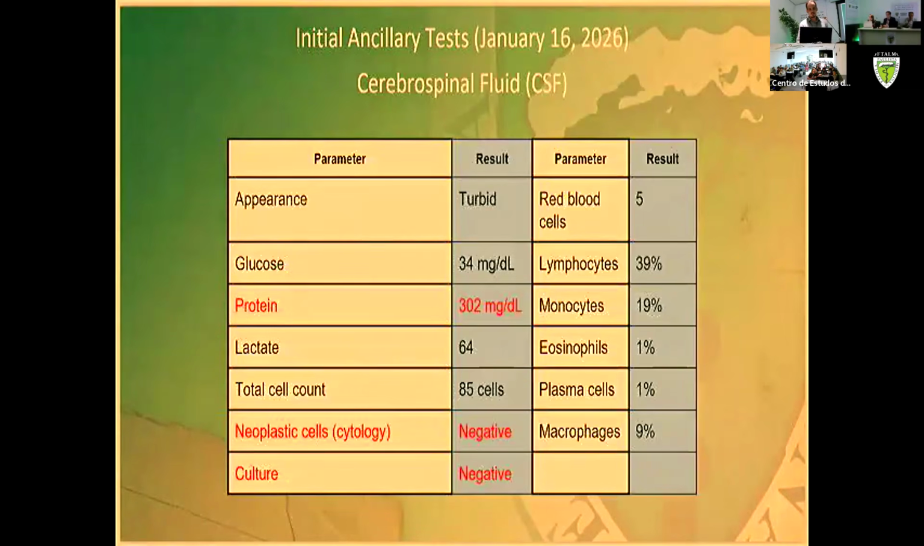The first CSF collected had a turbid appearance with low glucose, hyperproteinorrachia with 302, and the cytology was negative for neoplastic cells at the first moment. Think more about granulomatous disease, or also inflammatory, or it could still be an infectious disease.